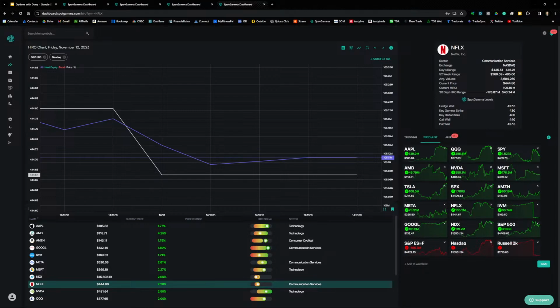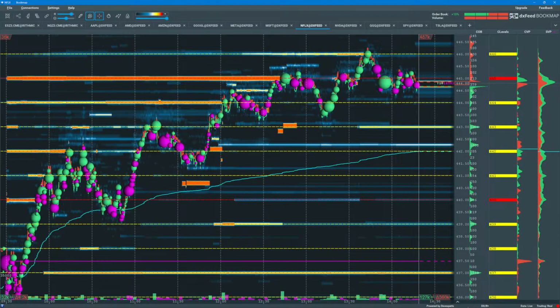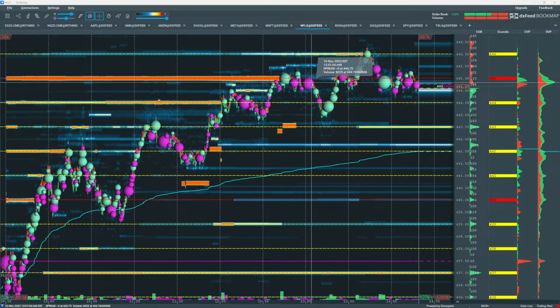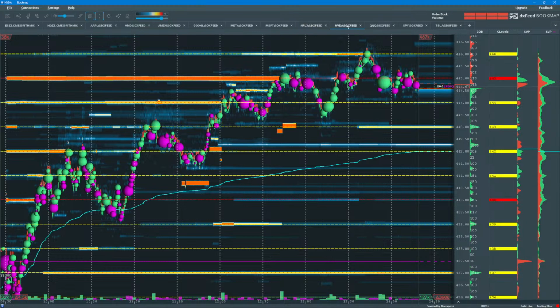Go back to Bookmap. So here in the case of Netflix, there was a move higher, consolidation up and down around that level. Check at VWAP, and then price continues higher. Let's take a look at NVIDIA.